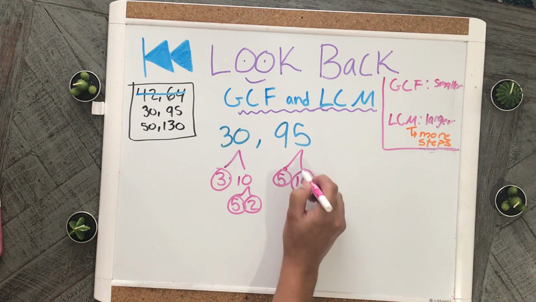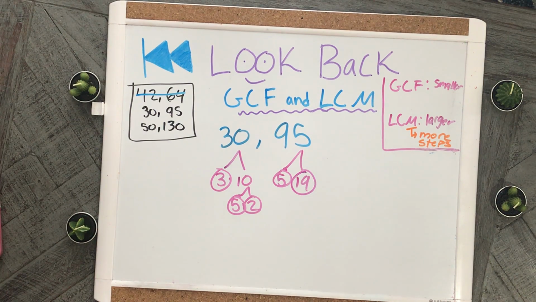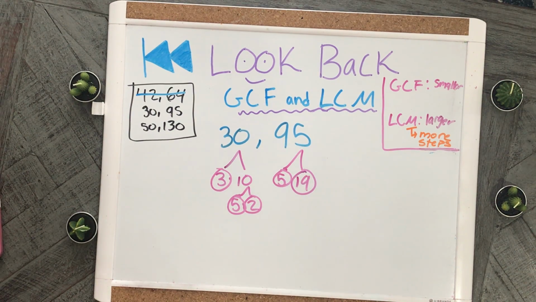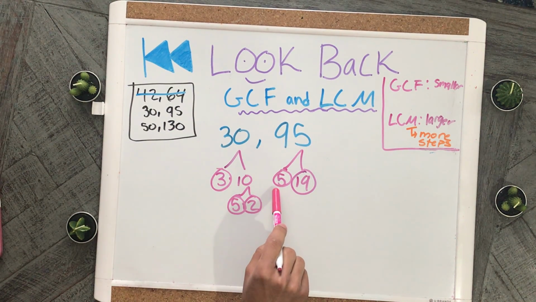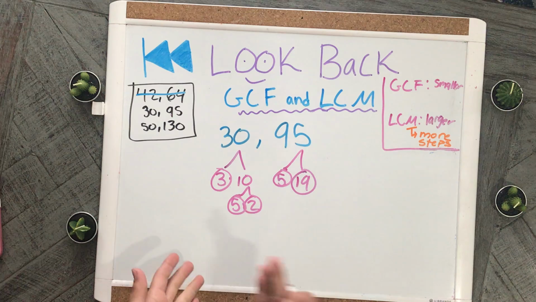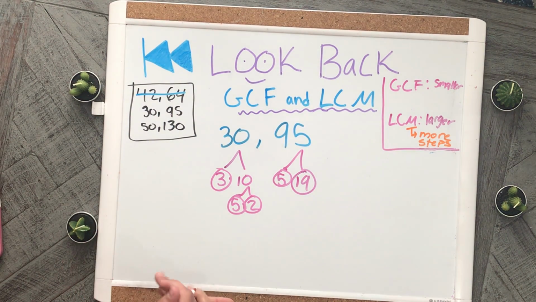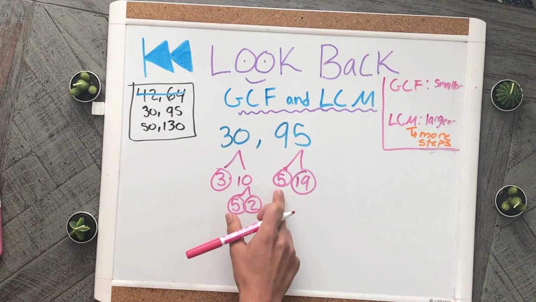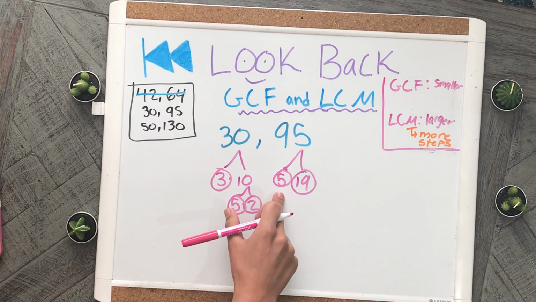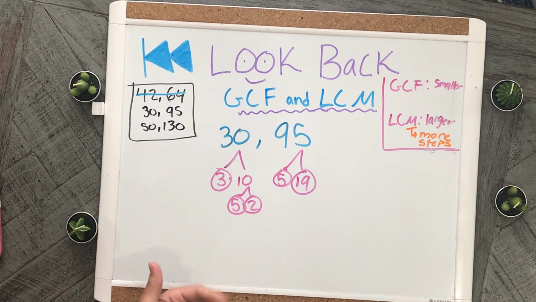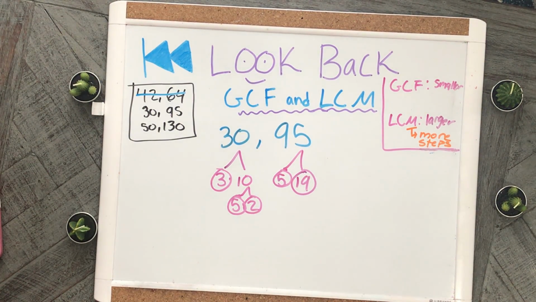So 19 is prime. That's all that prime means. The only thing that you can multiply to get to 19 would be 19 times 1. The only thing you can multiply to get to 5, you can't do 2 times 2, that's 4. You can't do 2 times 3, that's 6. So that tells us that the only thing we can multiply to get to 5 would be 1. So we can multiply 5 times 1 to get to 5, but nothing else, okay?